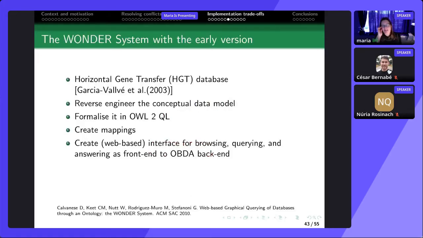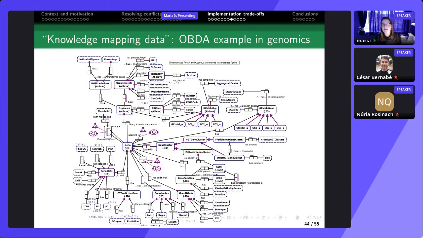So we did that, as mentioned, with horizontal gene transfer, where we had a database. We reverse engineered that into a conceptual data model. We formalized that in Al2QL, which also already gives an idea of, look, the language that you can use is actually very limited. We needed to create those mappings, and then we created a nice web-based interface for that, so they can browse, query, and answer the data through the ontology. You don't have to touch the database yourself. So here's a section of that model there.